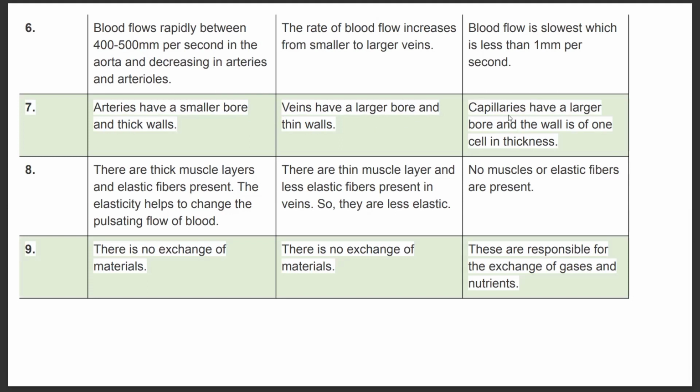Right? And even capillaries, they also have a large bore, right? And their wall is porous. Wall like a porous, right?